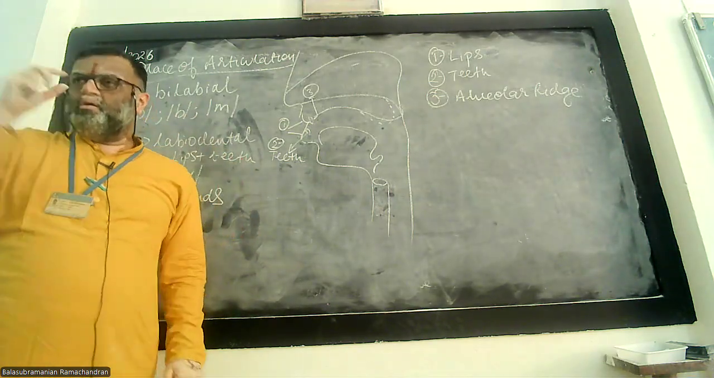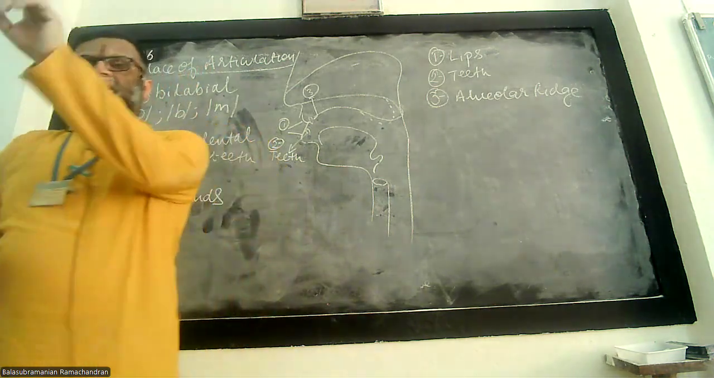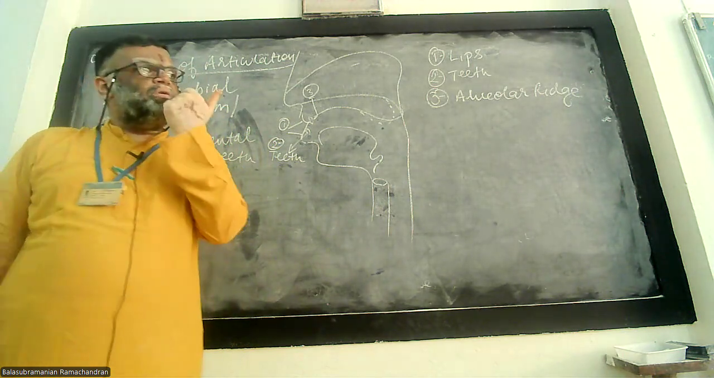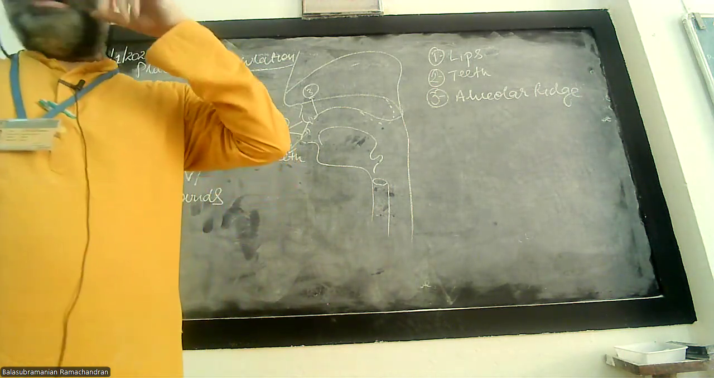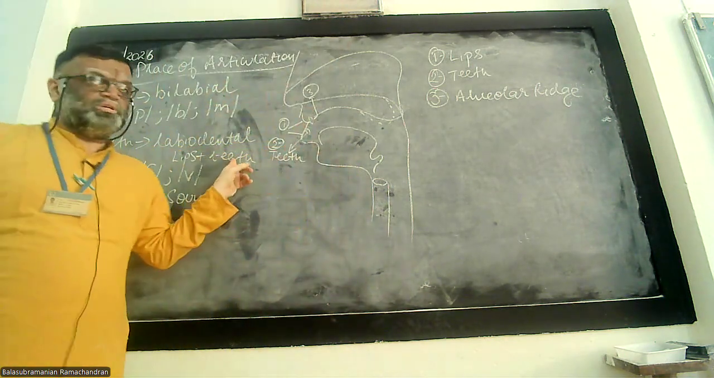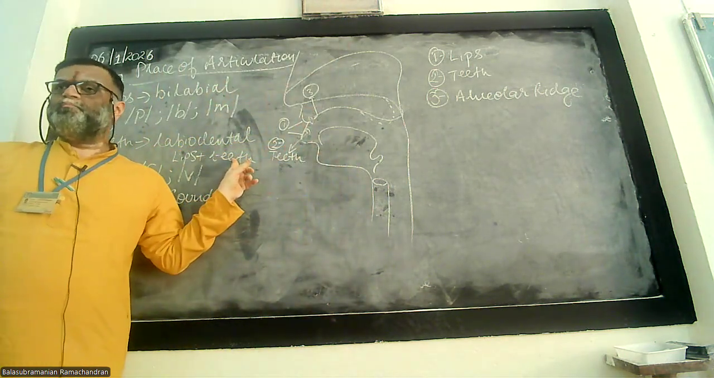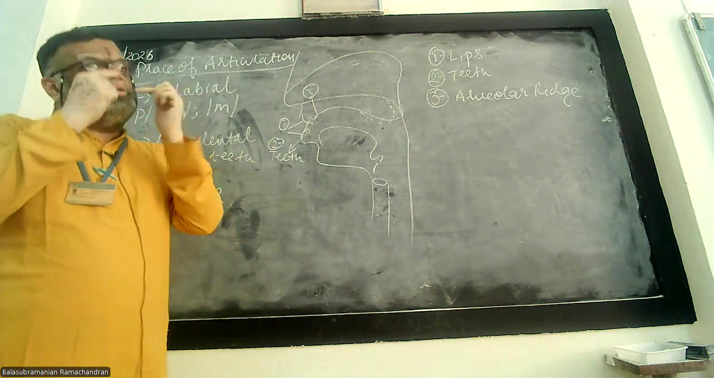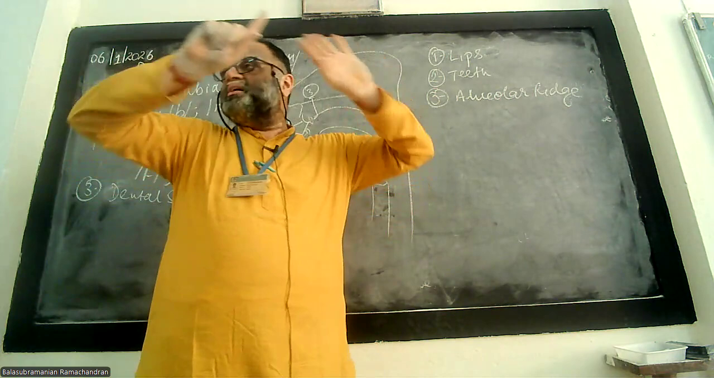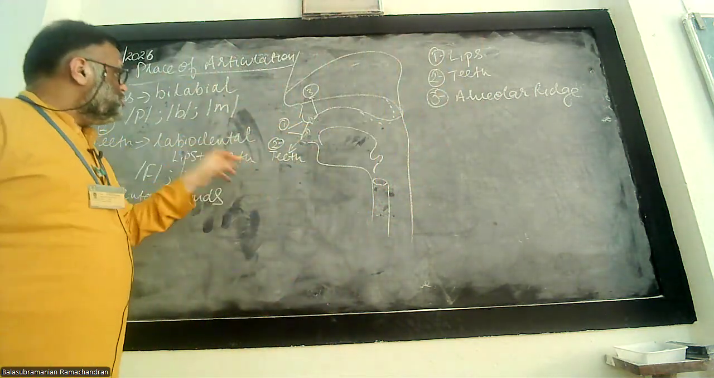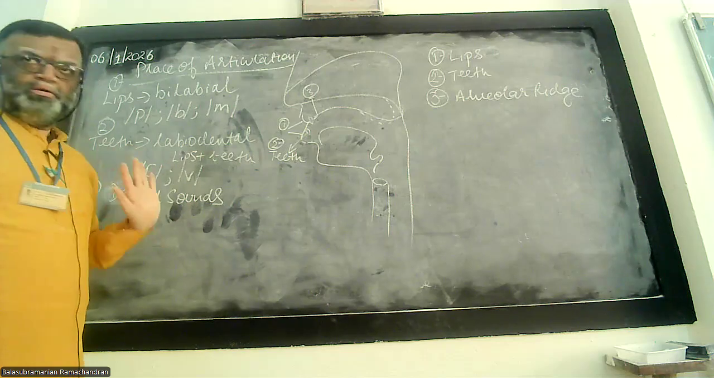Tongue is there, but pay close attention, you can produce this without the tongue. You can produce this without the tongue. Come to this. The tongue is not directly involved. The tongue will change some shape and all that, but its action is not important for producing these sounds. 1, 2, 3, 4, 5.